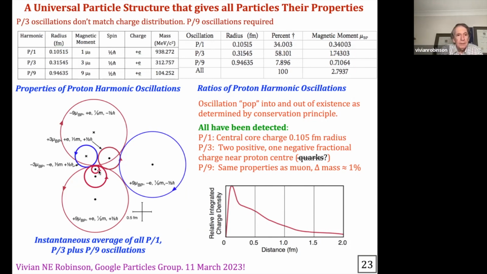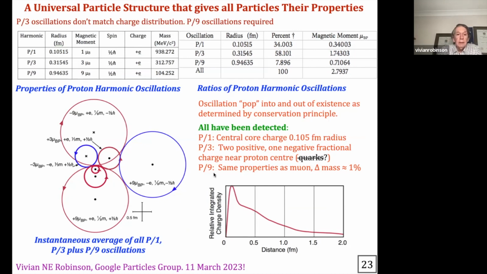And so let's take the p/1, 0.105 FM. That looks like a pretty good detection there. The p/3, 2 positive, 1 negative, near the proton center. That remind anybody of something? Quarks, perhaps? Or are they quarks? Or are they just 1/3 rotating harmonics?